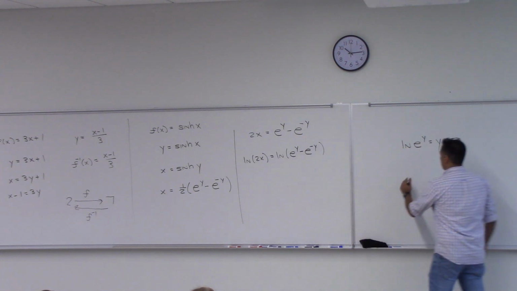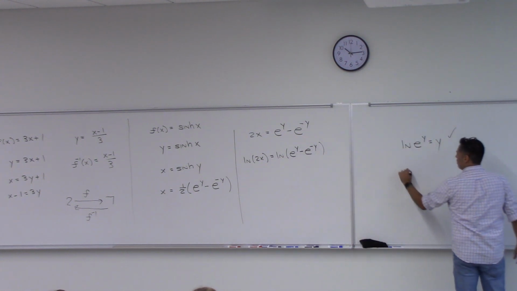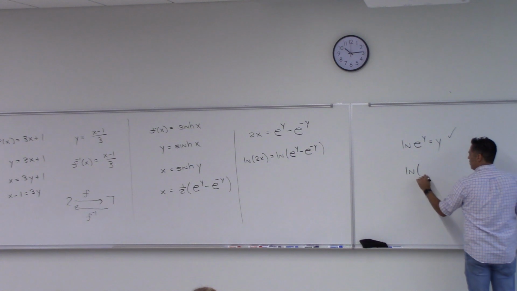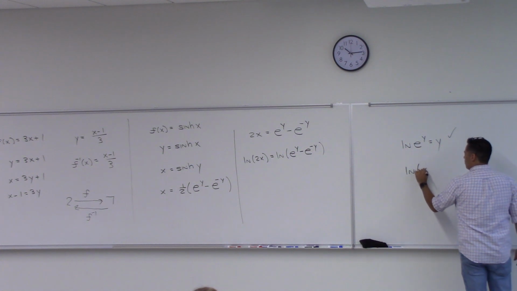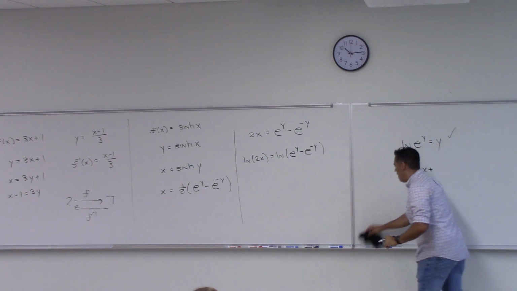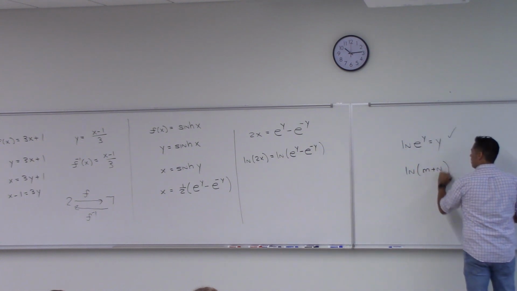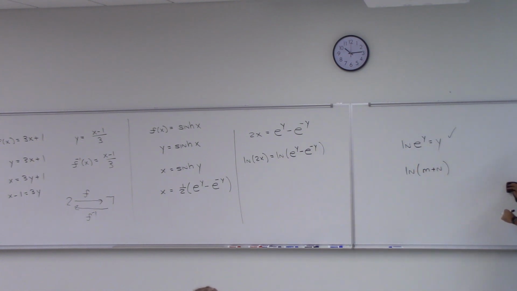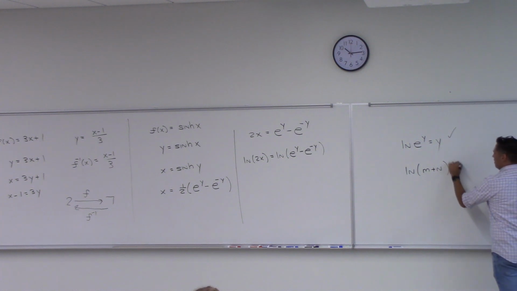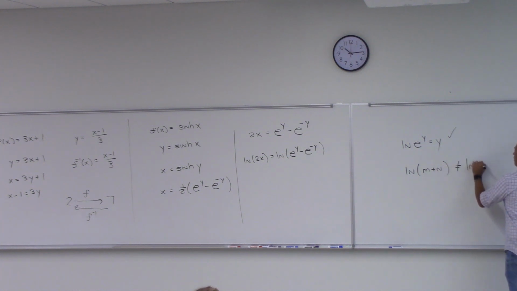And so if you go back to your properties of logs, even though that's true, if you have natural log of, let's say, x plus y. I don't want to use x plus y because I don't want to confuse. Let's say m plus n, right? If you have natural log of the sum of two things, this is not equal to the natural log of the first one plus the natural log of the second one. That is not a property of logs.